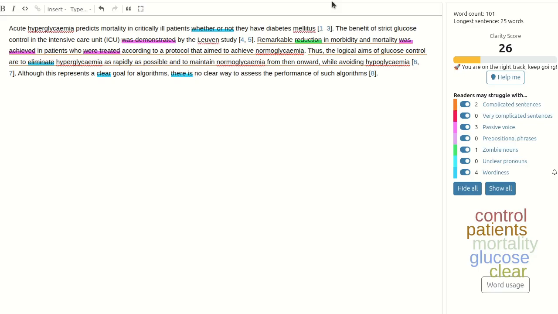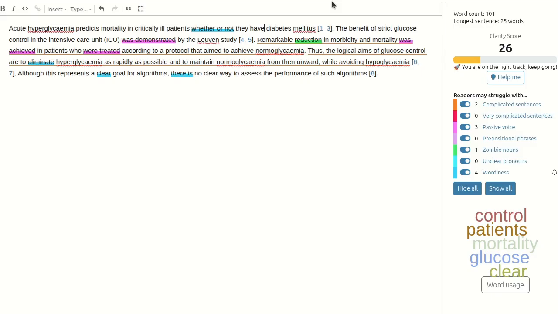And if you follow that pattern, it can really help you to revise your sentences in a way that you might not have thought about before. Now, I think I'm happy with this first sentence, so let's go on to the next one. The benefit of strict glucose control in the intensive care unit was demonstrated by the Leuven study.